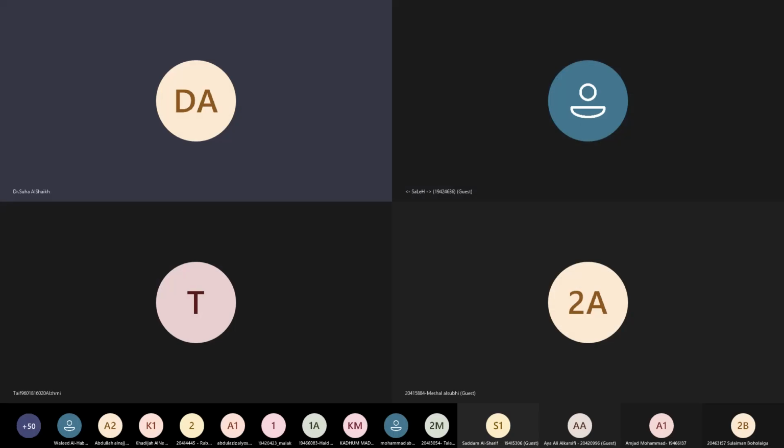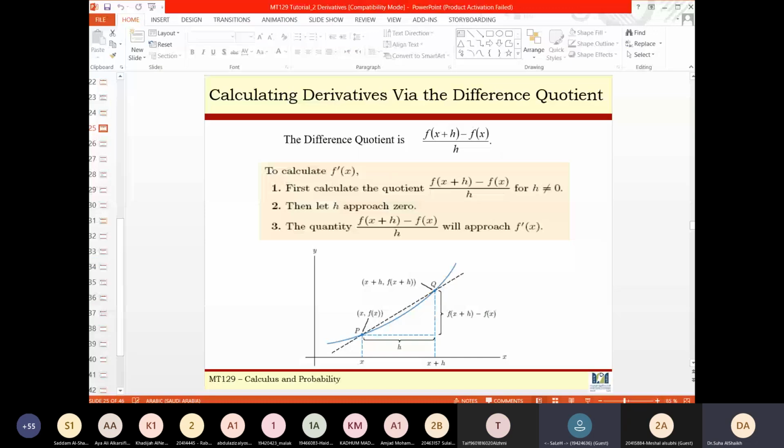So let's continue what we were doing last time. We were in tutorial 2, and I stopped here as I remember. We were talking about the derivative, differentiation, rate of change, slope of a line. Do you remember that?